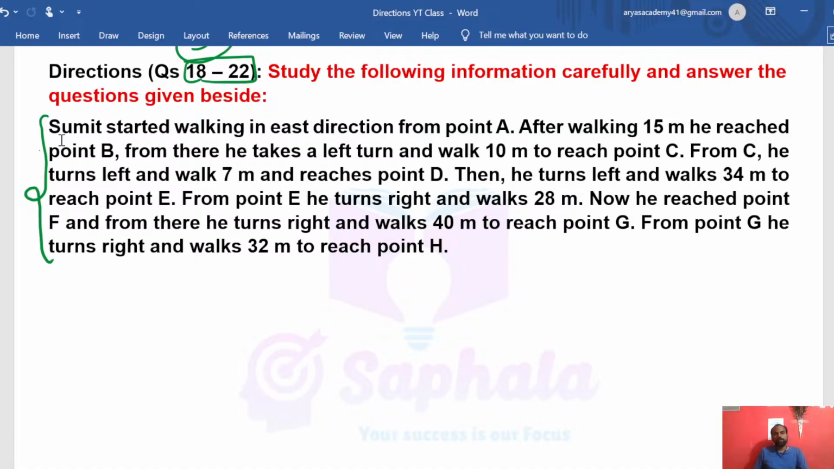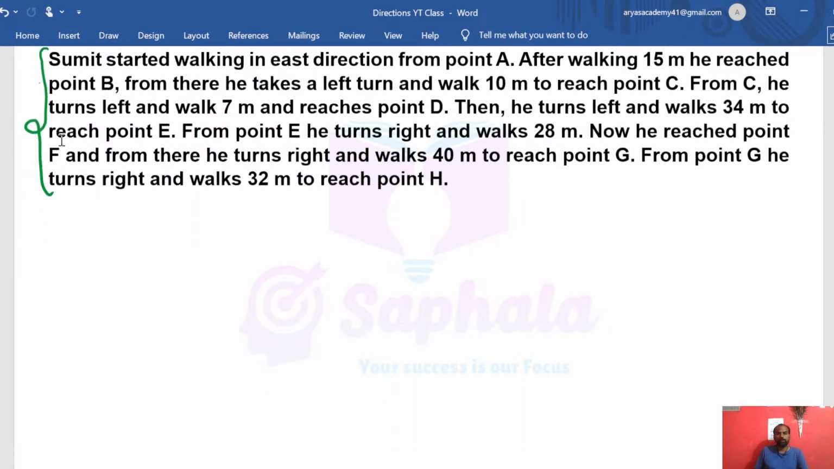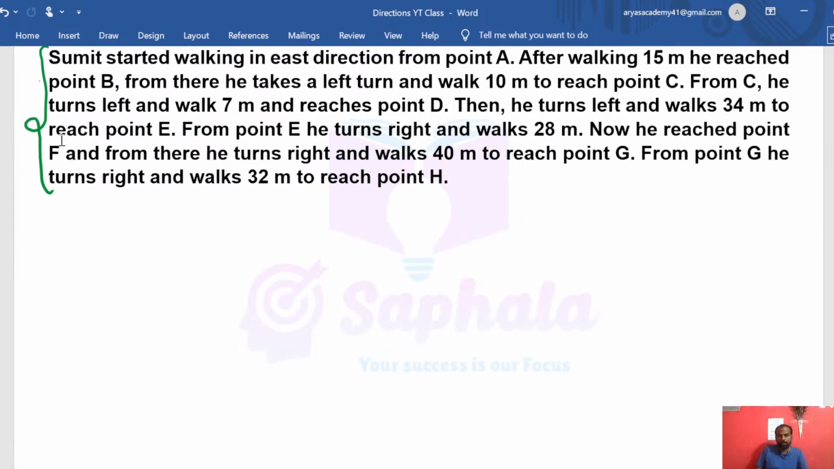So, Sumit started walking in east direction. After walking 15 meters, he reached point B. From there, he takes a left turn, walks 10 meters to reach point C. From C, he turns left and walks 7 meters, reaches point D. Okay, Sumit walking in east direction from point A.